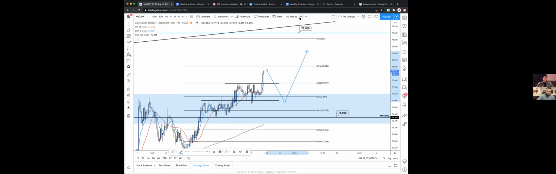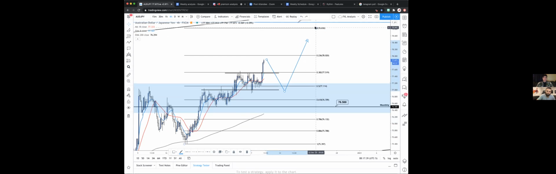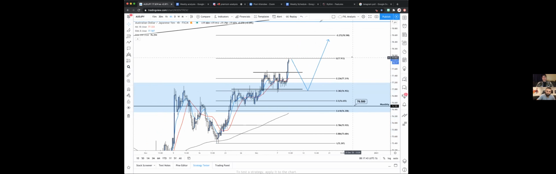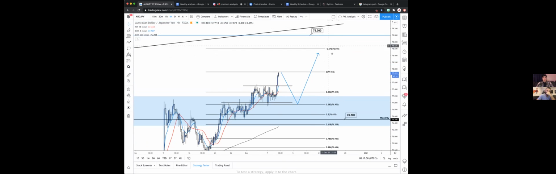Okay, so this could be a pretty good trade. I want these fibs back down though. There we go. I'll do this for now. Okay, so yeah, just looking for some sort of structure entry on AJ. Looking to ride this trend into 79 flat.